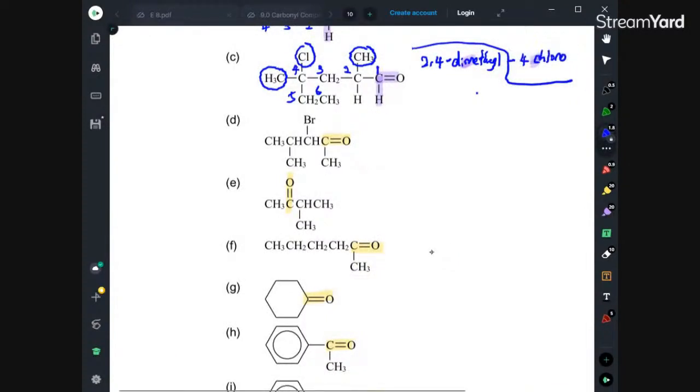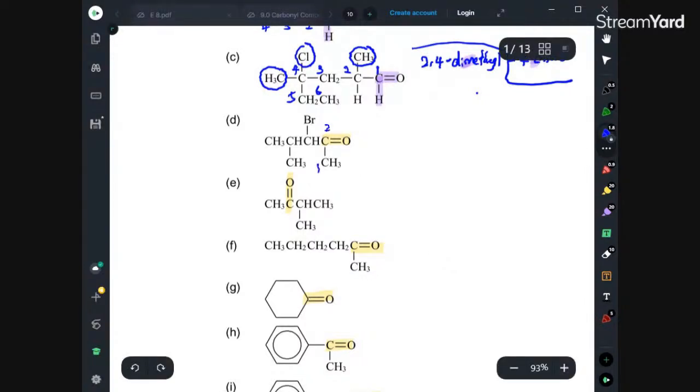This one, okay, because it is a ketone, the C double bond O must always be in the middle. So I start from here: C1, C2, C3, C4, okay, 5. No matter whether I start from here or here, it's the same. Position number 3 has a bromo substituent, and position 4 has an ethyl.